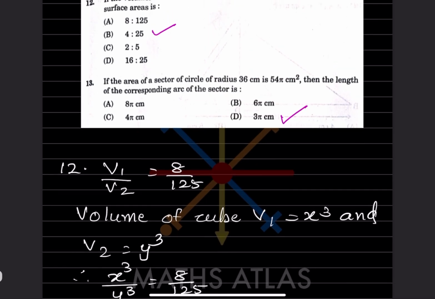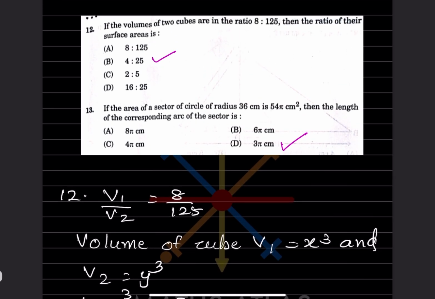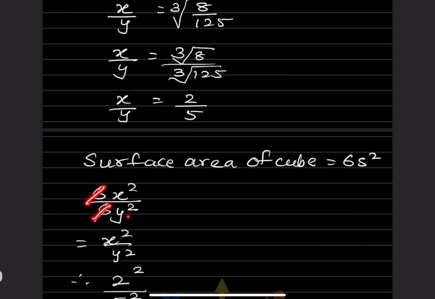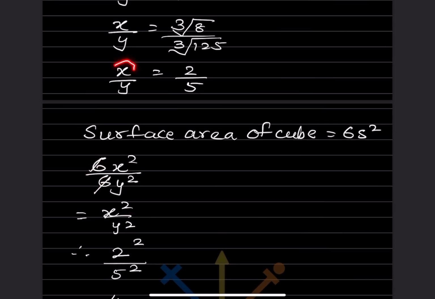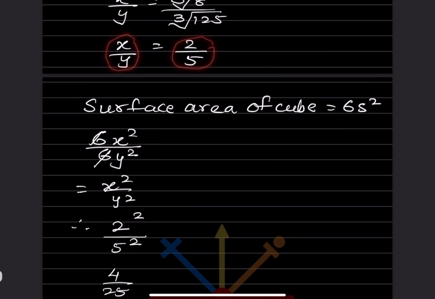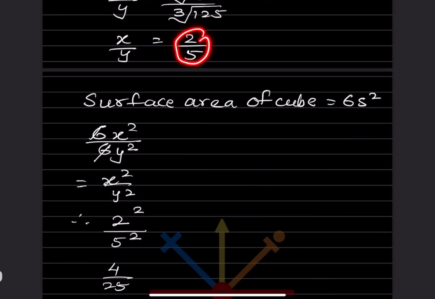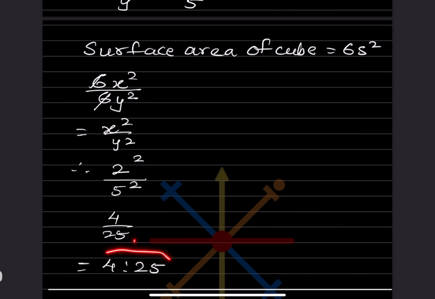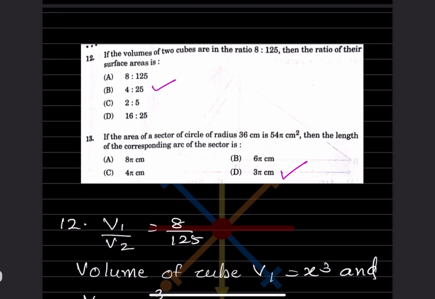So now they asked for the surface area. Surface area of cube is 6 s square, that is the side square. Here we have considered the sides as x and y. So that is going to be 6x square divided by 6y square. This and this get cancelled. So that will be x square by y square. And we got the value of x divided by y, that is 2 by 5. So you are going to square this: 2 square divided by 5 square. That is 2 square means 4 divided by 25. But we want it in the ratio, that will be 4:25.